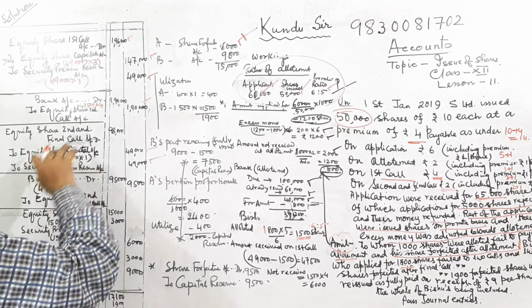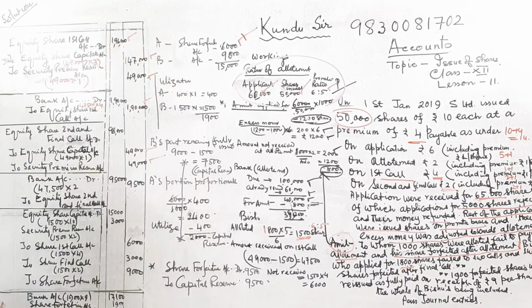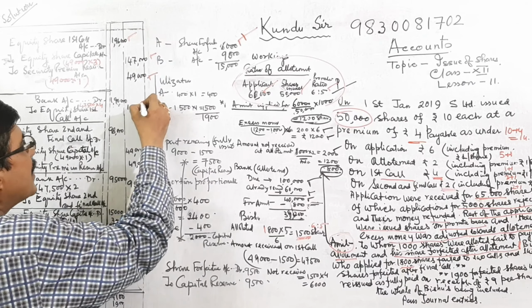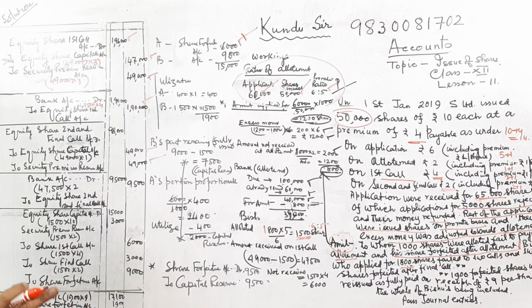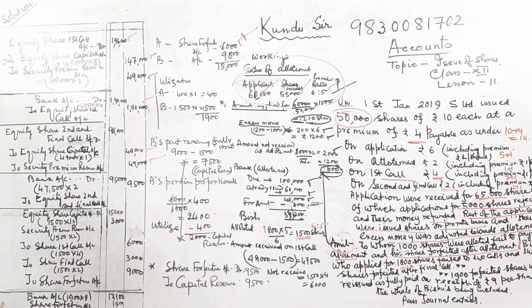We have debited first call 1,96,000, but credited 1,90,000, that is 6,000 still in the debit account of this account, that is first call account is still a debit balance of 6,000.